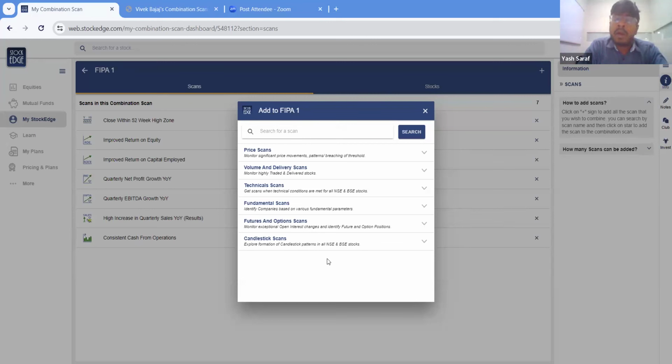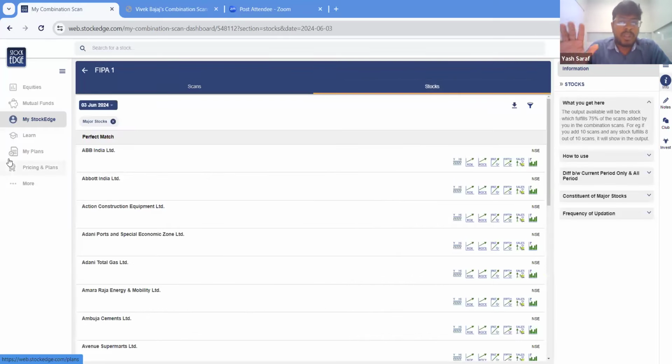You can make n number of combination scans. You can make 20 individual combination scans, and each combination scan can have a maximum of 10 scans. So this was all about the combination scan.